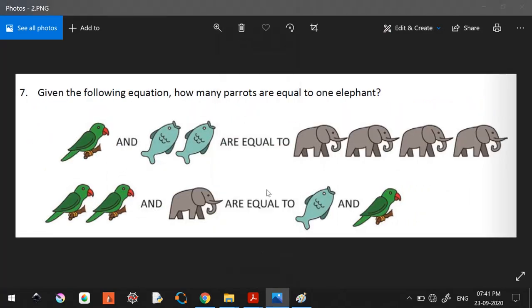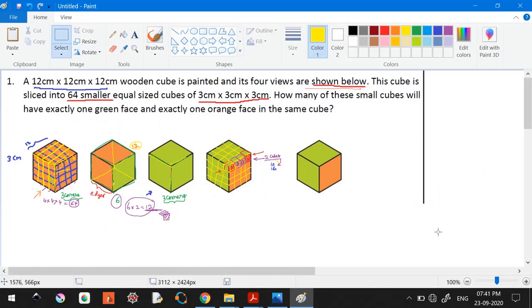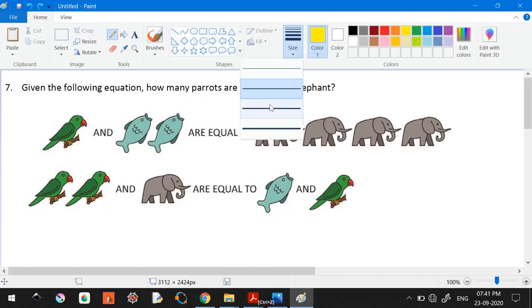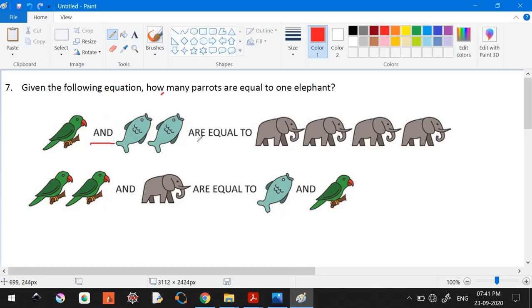This might be easy for you, but still, in case some of you needed an explanation, I thought the second question is also an easy one. It says, given the following equation, how many parrots are equal to one elephant? That's the question. One parrot and 2 fishes are equal to 4 elephants. 2 parrots and 1 elephant are equal to one fish and one parrot.